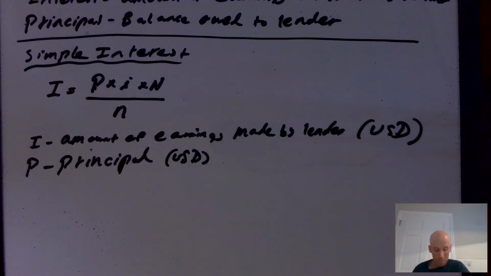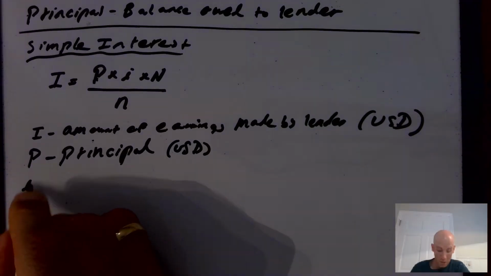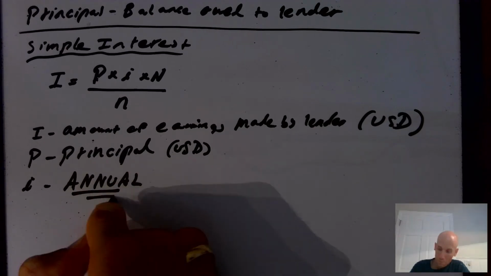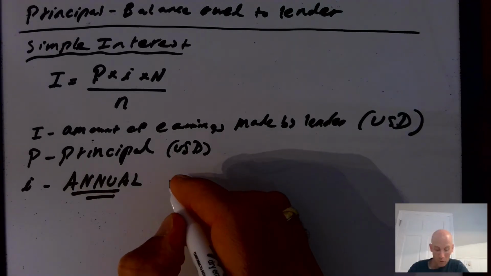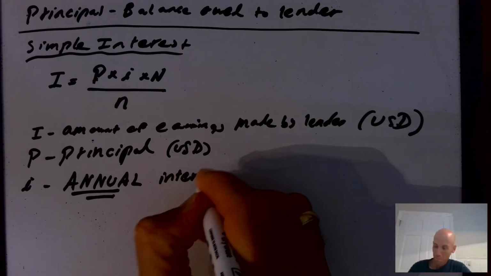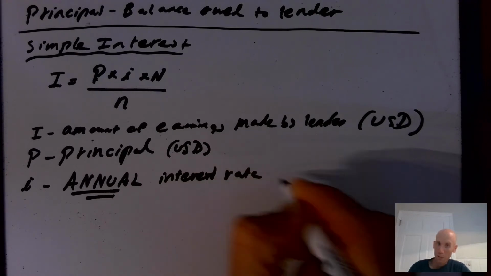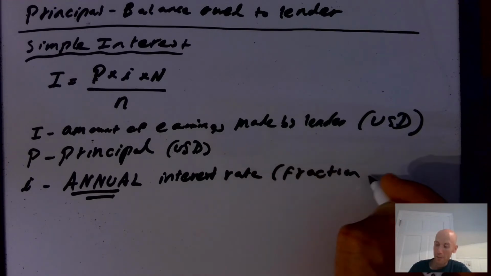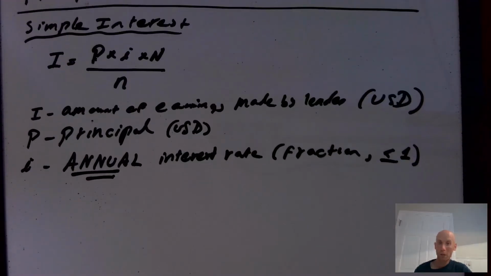Let's talk about little i here. This is the annual interest rate. And for this equation to work, it is in fractions, meaning that it is less than or equal to 1. It's a positive number between 0 and 1. So if you have a 5% annual interest rate, you would write 0.05. You won't write 5, but 0.05.